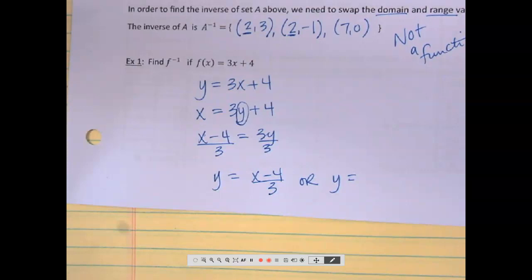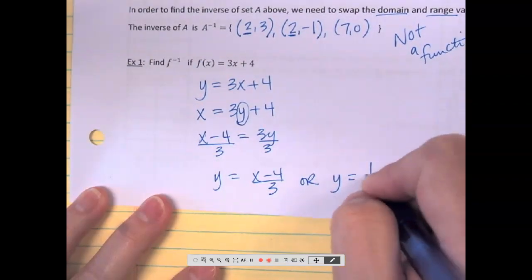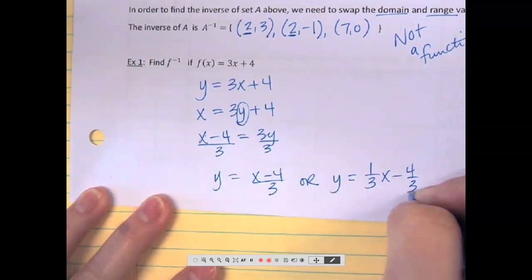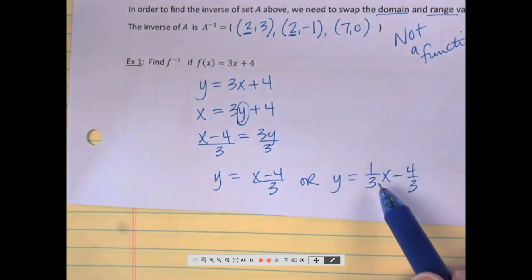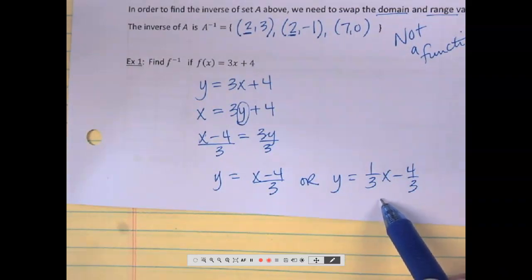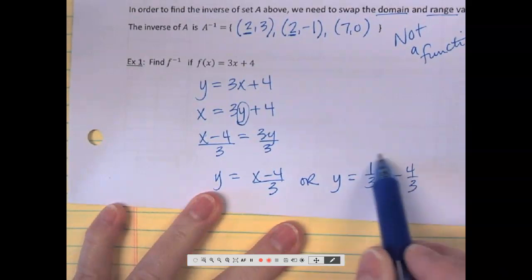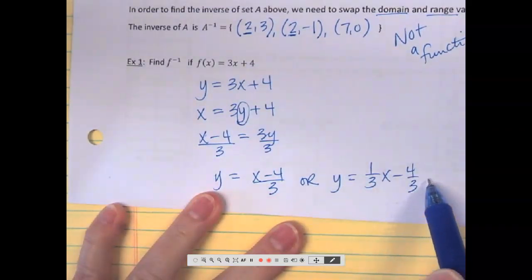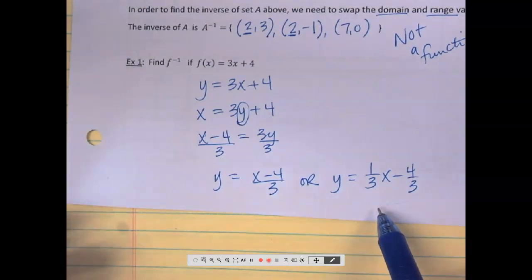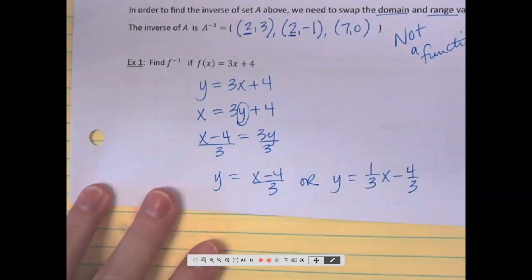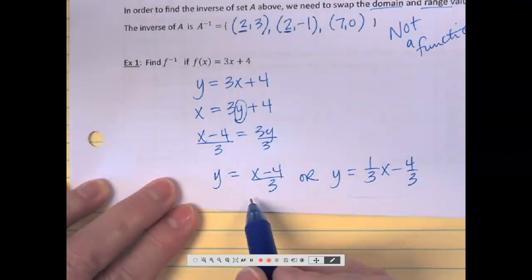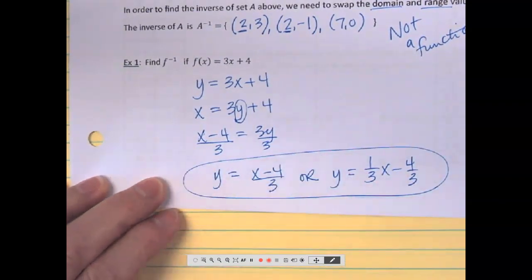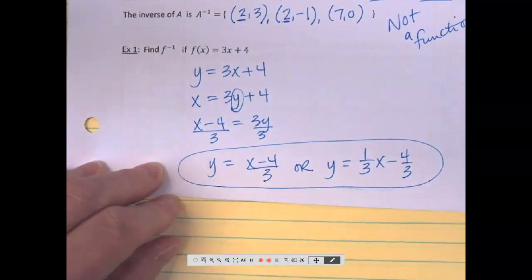X over 3 minus 4 over 3, and give me one other way. Okay, so either way, now this is a little bit easier to tell me. What would it look like if I graphed it? A line. Sorry, I phrased my question strangely. Yeah, so this would just be a line that would be the inverse of the original line. Okay, so I can write this either way. It doesn't really matter which way I go with, but we just need to know that they're the same.